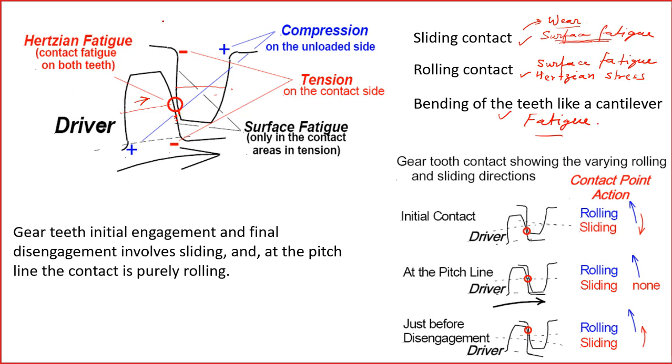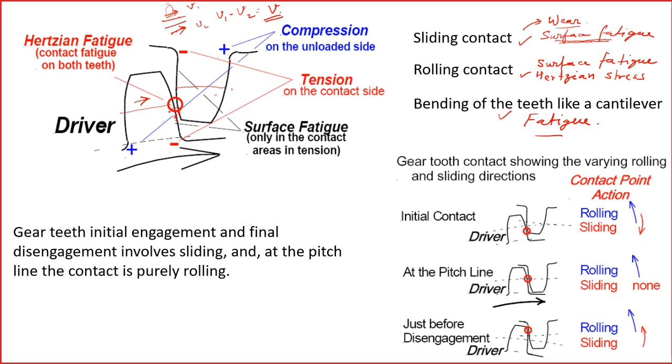If two surfaces are moving, let's say this is moving at a certain speed and this is stationary, then the relative speed is the speed of this part. If both are moving at the same speed, then the relative speed will be 0. But if they are moving at different speeds, let's say v1 and v2, then v1 minus v2 is the relative speed. So there is a relative speed, and that leads to sliding.